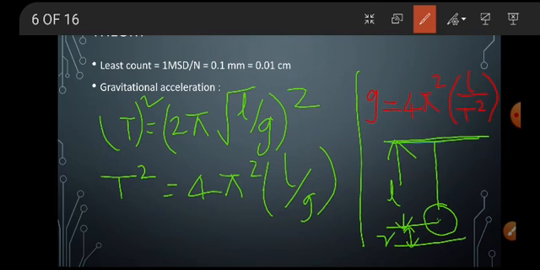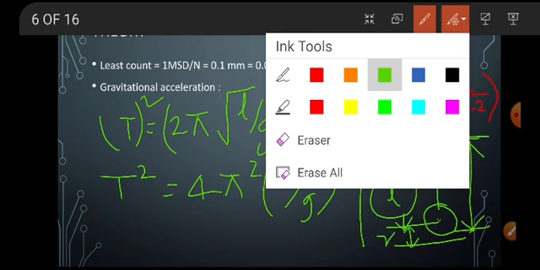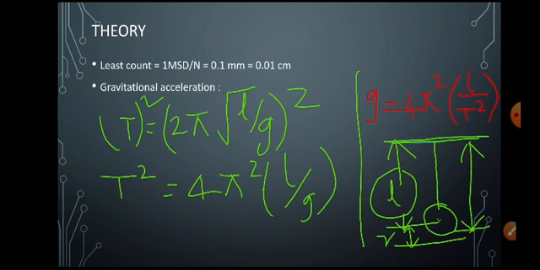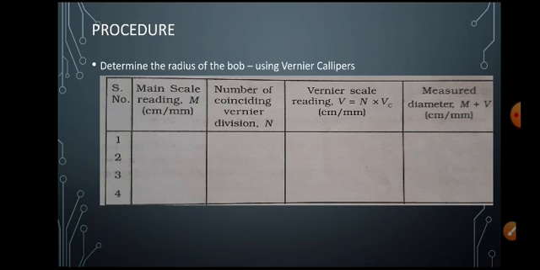And from the total length you have to decrease the radius, then you get the L value. So for this you have to find out the radius of the bob. For that you have to use Vernier calipers.